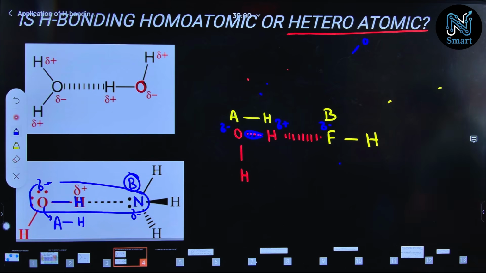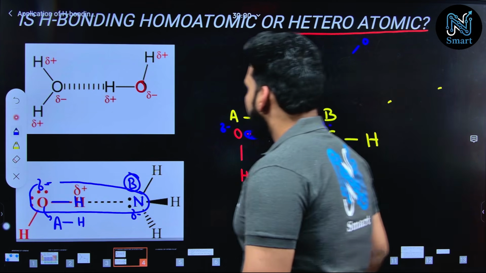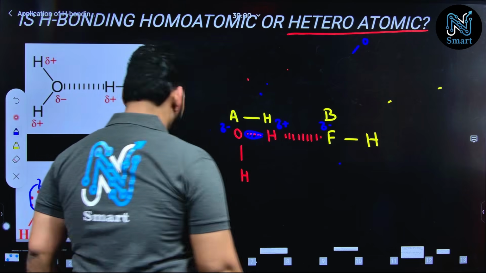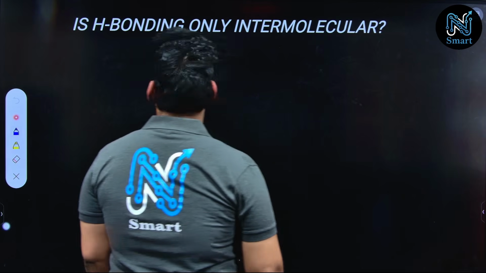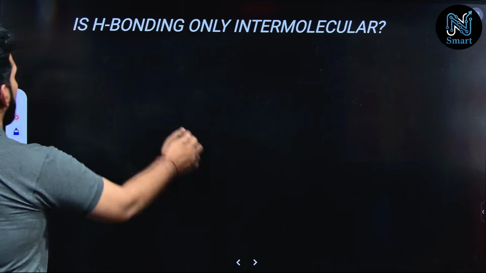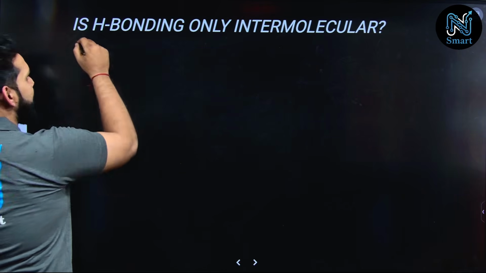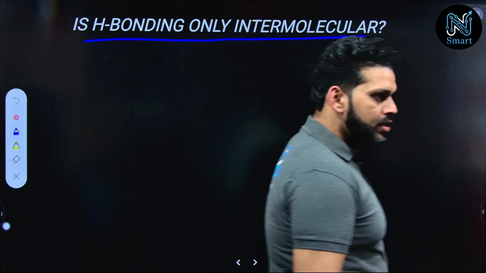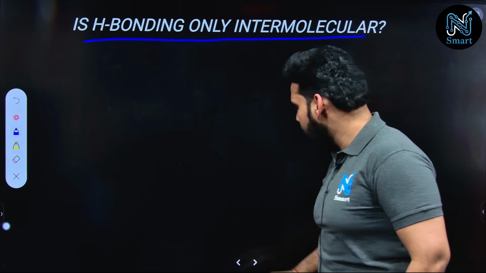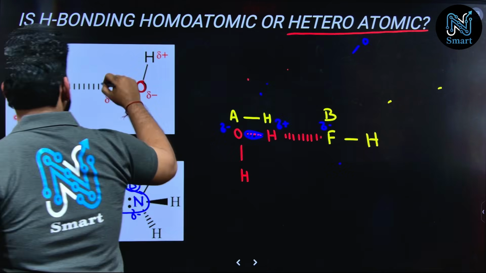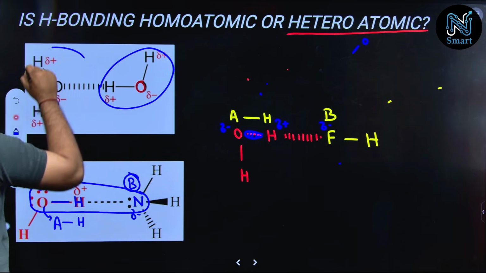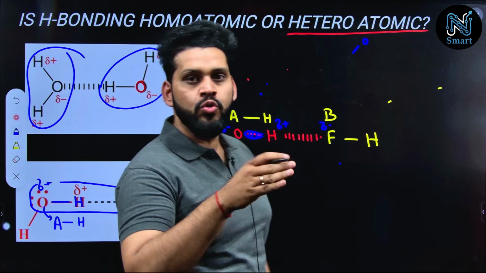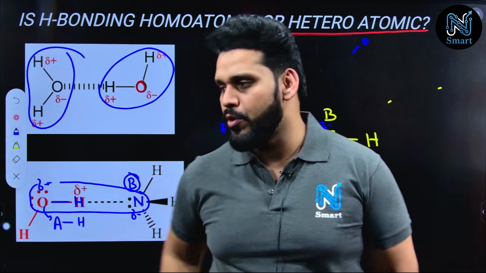Now, the next question we are going to go for is, so hydrogen bonding can happen between the same type of molecules. It can happen between different types of molecules. Let's go to the next slide now. So the question was, is hydrogen bonding only intermolecular? See guys, till now, we were making hydrogen bonding between 2 molecules. This is one molecule, this is the other molecule. We have been always checking 2 different molecules.